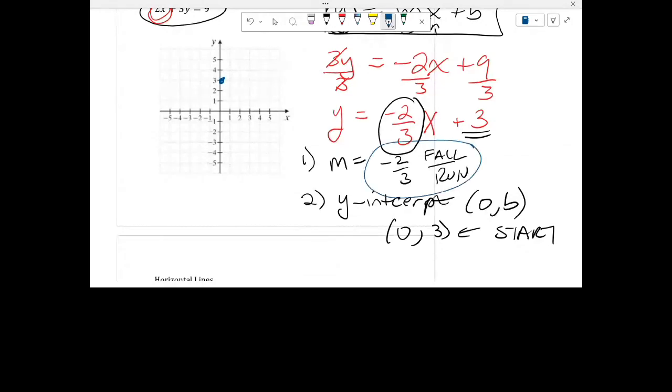Now, look at our slope, negative 2/3. Remember what that means, y'all? From this point, I'm going to fall 1, 2, then over 1, 2, and 3. Again, fall 1, 2, over 1, 2, and 3. Boom. And there's my line.